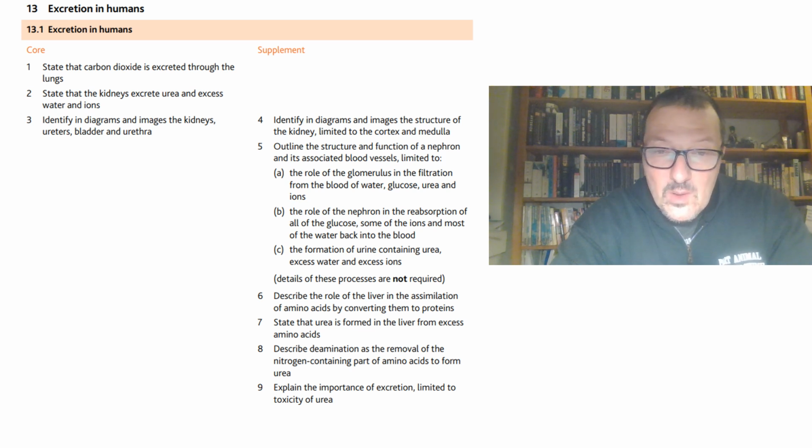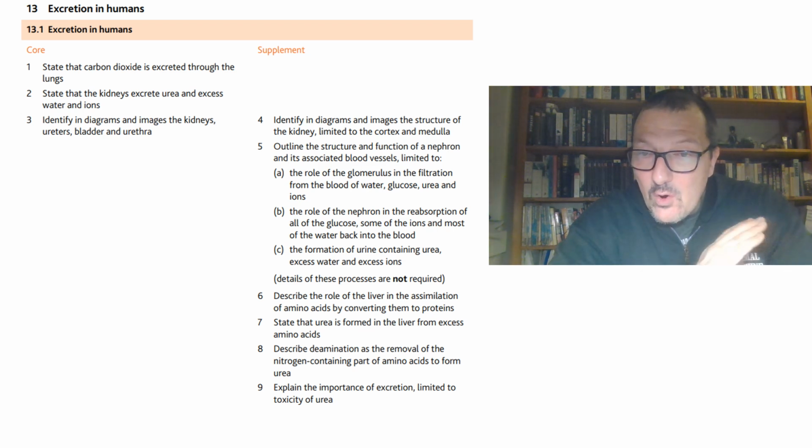Also, we need to know about the liver's role in breaking down protein and assimilating protein. And we need to know about deamination and that process. So what I am going to do here is go over the core part as well as the extended part. So let's see how that goes. And it's a good idea, always check the syllabus.